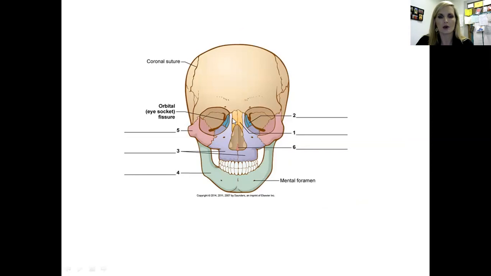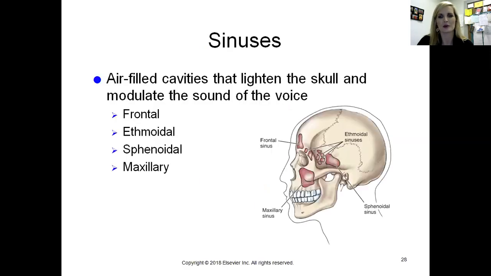Number 1, again, we pointed out the nasal bones. Number 2, lacrimal. Number 3 is the maxilla. Number 4 is the mandible. Number 5, those are the zygomatic bones. And number 6, that thin little bone right there, is called the vomer. Okay, those are our facial bones.